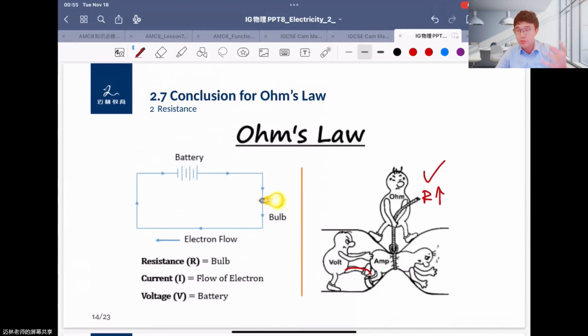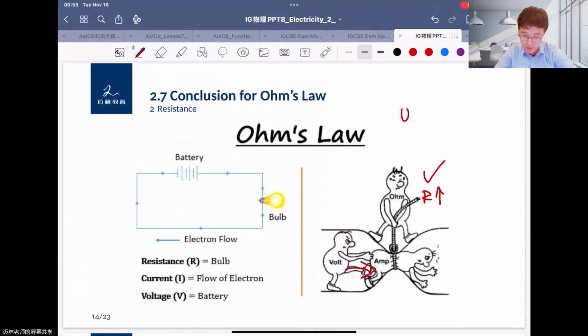But the voltage means that if you kick the backside, the force is very big, so the ampere passes through more quickly, right? So if the resistance is very big, the force is very tight on his waist. And if the voltage is very big, the kicking force is very big. So this is for the understanding of Ohm's law.